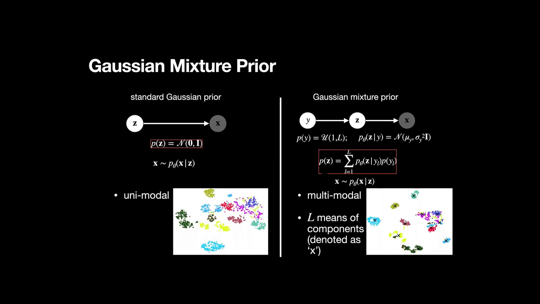The main difference, as we can see in the figure, is that on the left-hand side we have a unimodal distribution where the standard Gaussian is the prior distribution. Whereas when we use the Gaussian mixture as the prior, it is multimodal, and we can learn the crosses here. The crosses represent the mean parameter of each of the Gaussian components. This comes in handy when we want to achieve some creative applications, as we will see later.